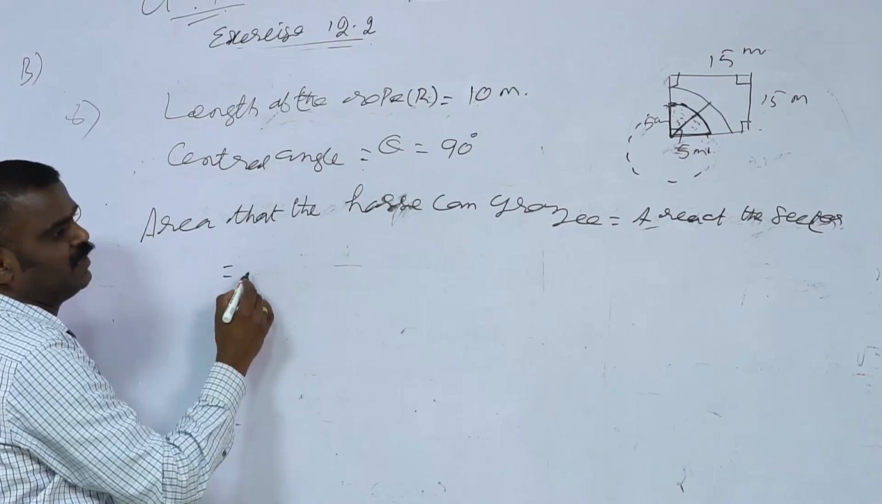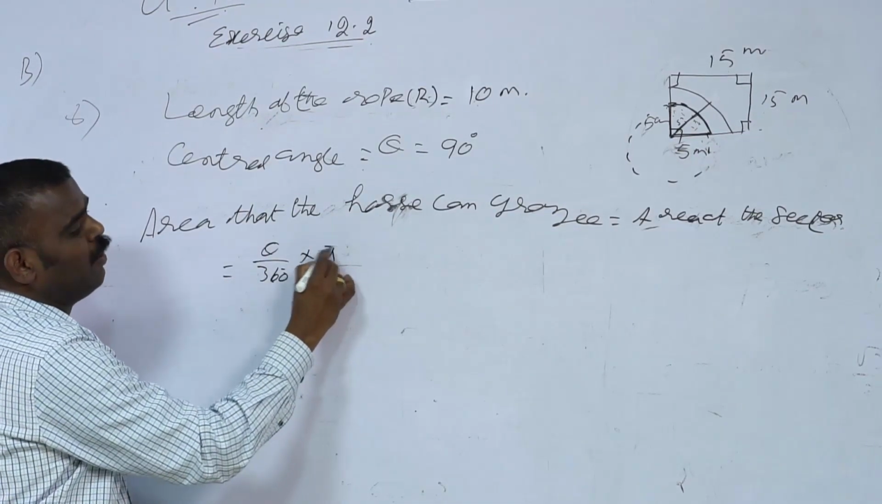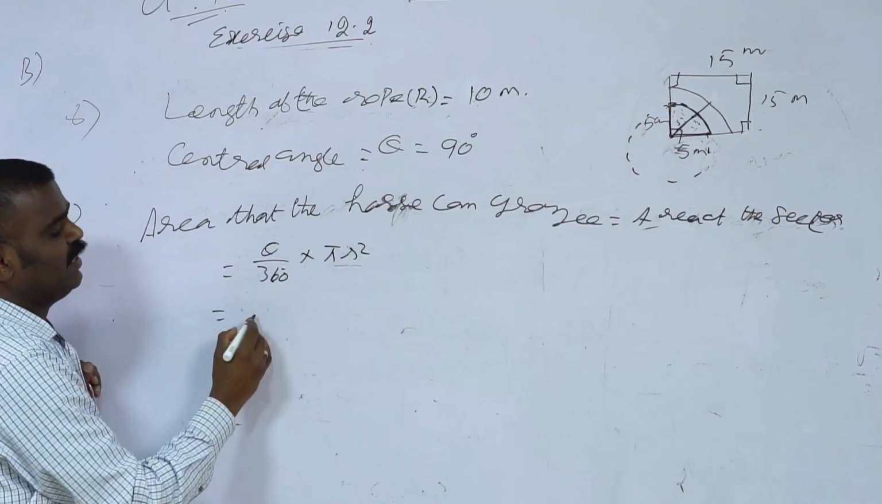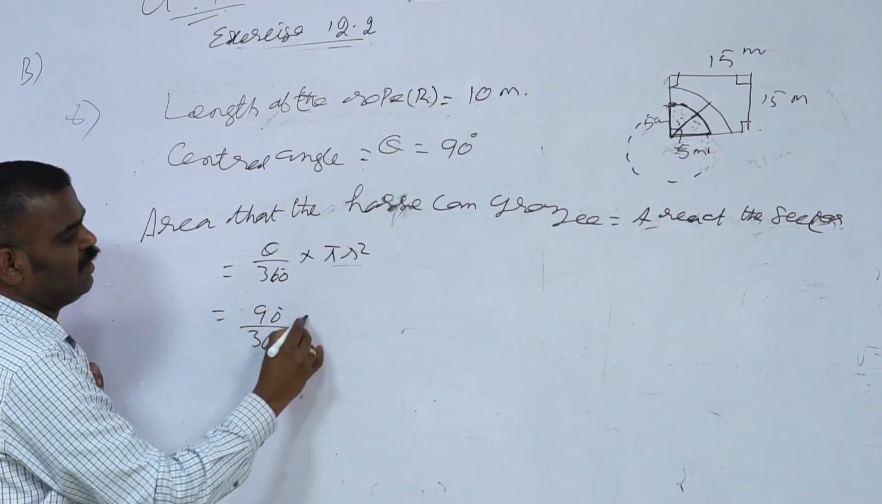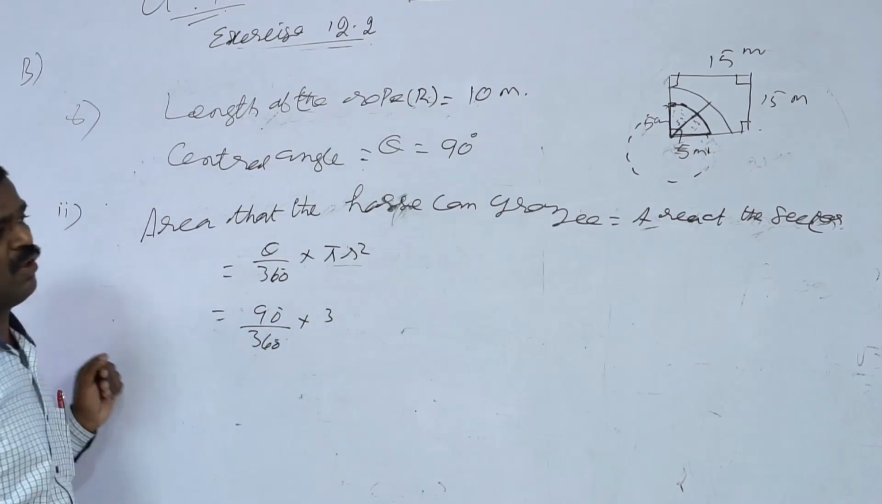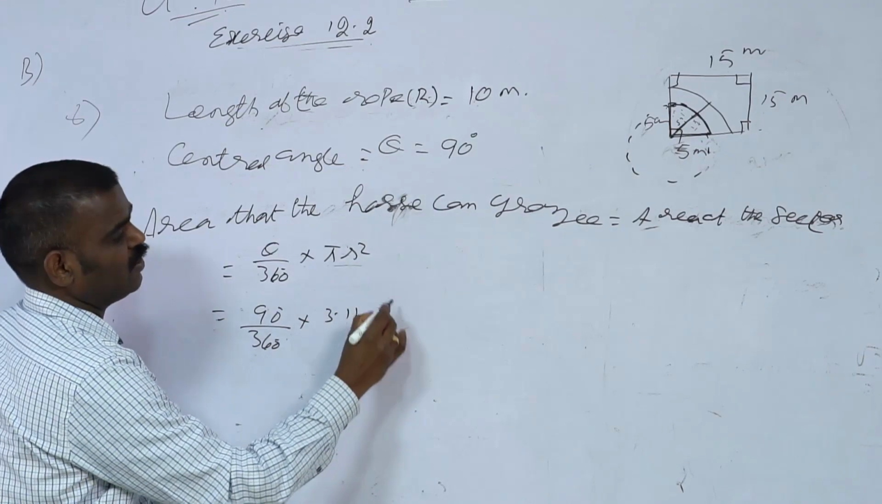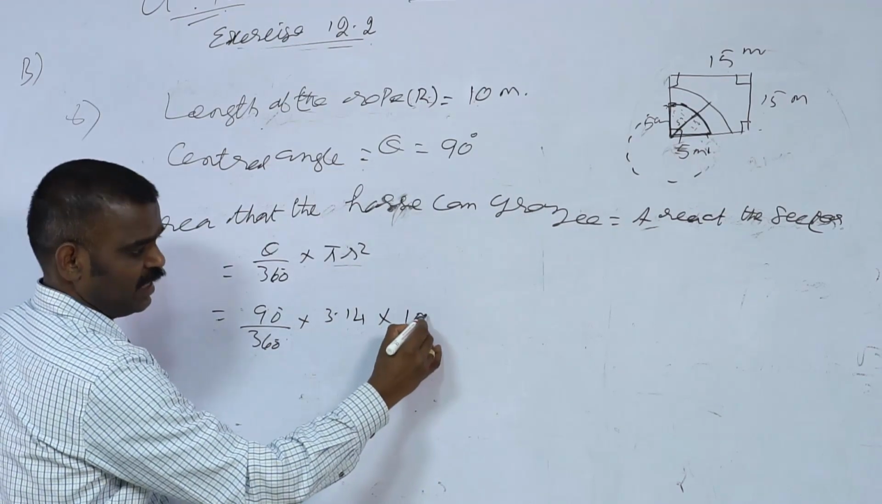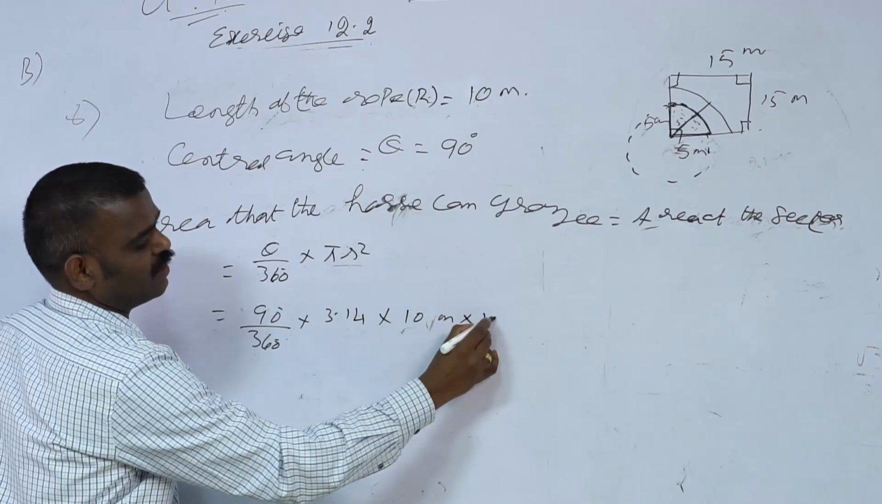Theta same, what is the formula? Theta by 360 degree into pi r square. Theta how much? 90 degree, 360 degree into, what is the value of pi already given? 3.14 into how much? 10 meter into 10 meter.